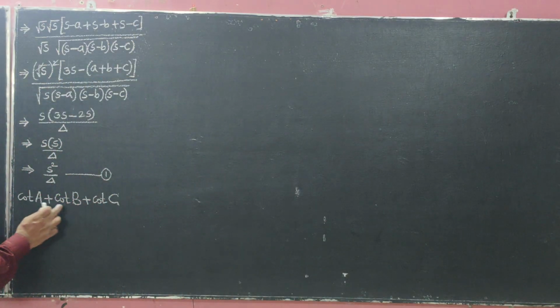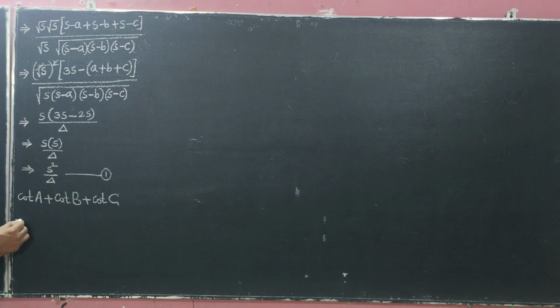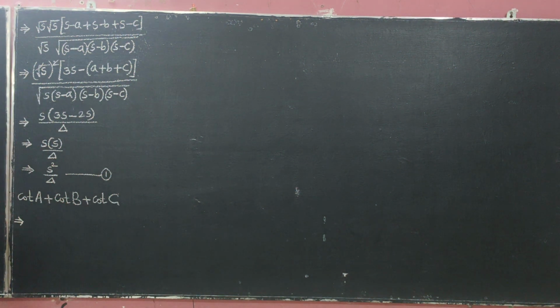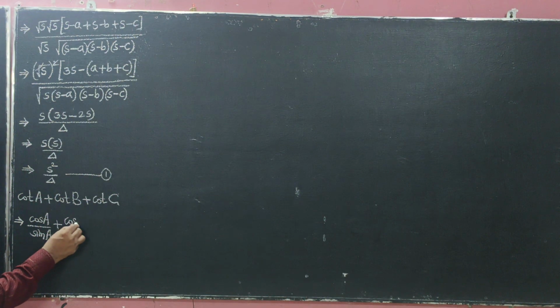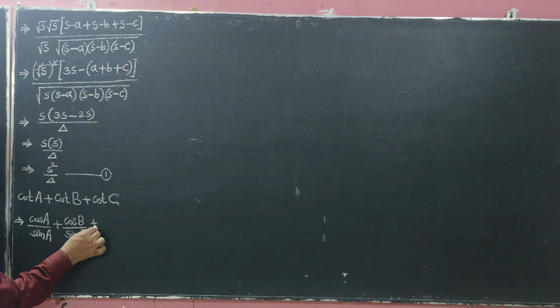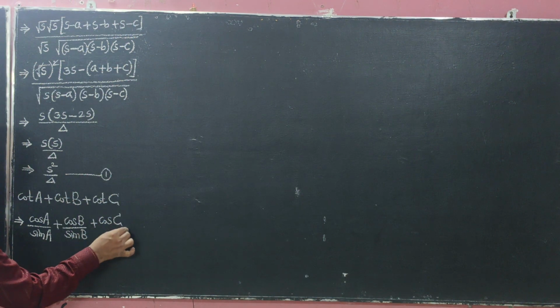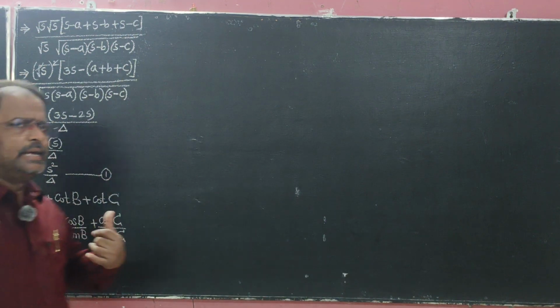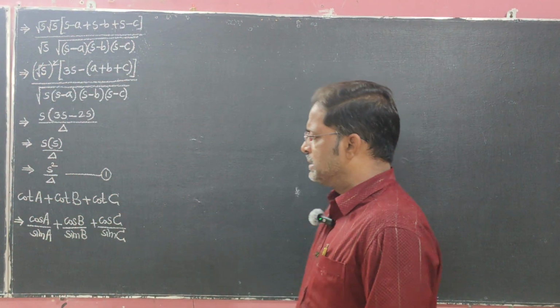Okay, now cot A plus cot B plus cot C, but we don't know the direct formula of cot A, cot B, cot C in properties of triangle. We have to write the general formula. Cot theta general formula is cos theta by sin theta, and this one also cot theta means cos theta by sin theta, and this one also, with A, B, C in place of theta. So generally the formulas are written.